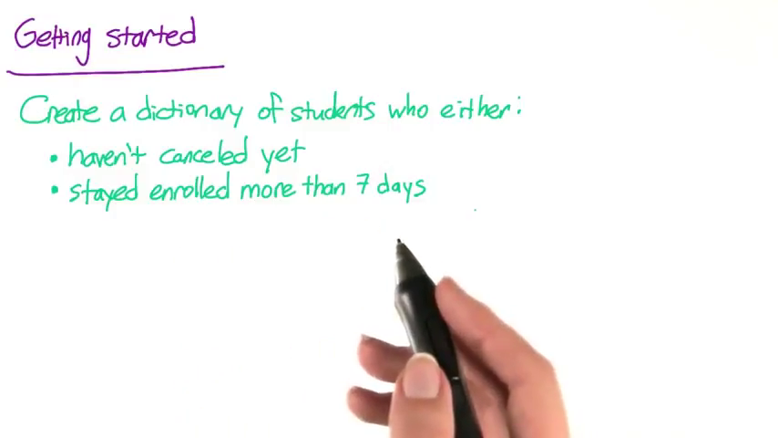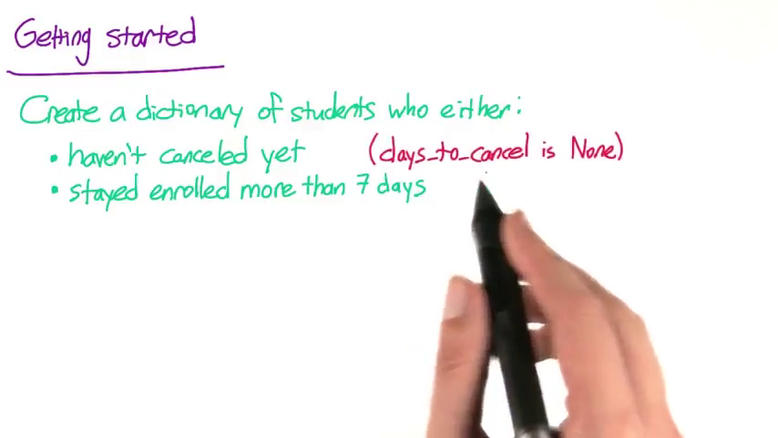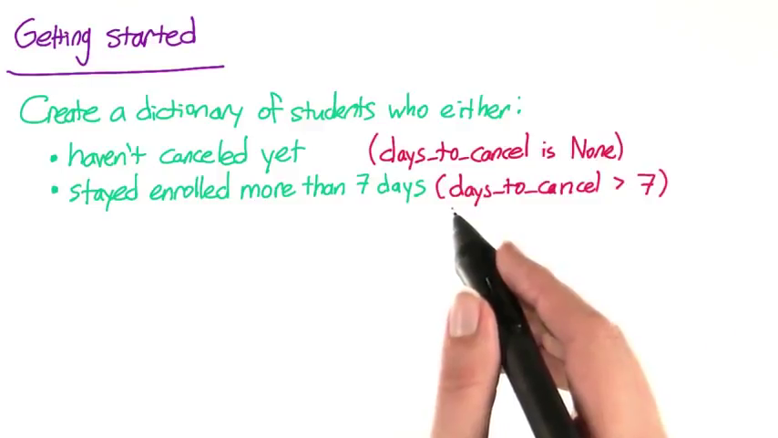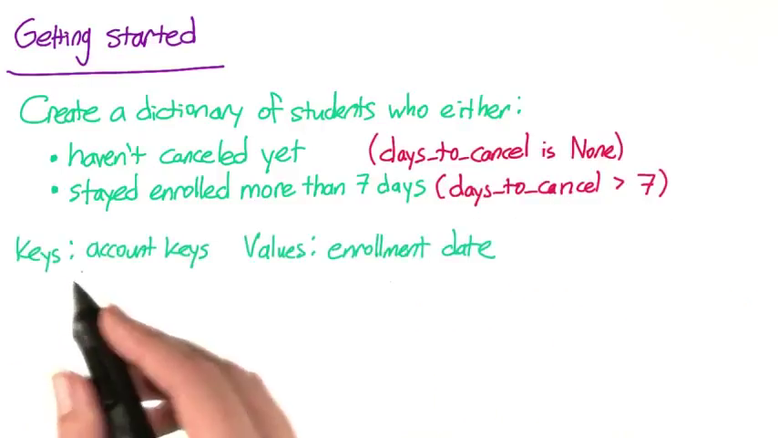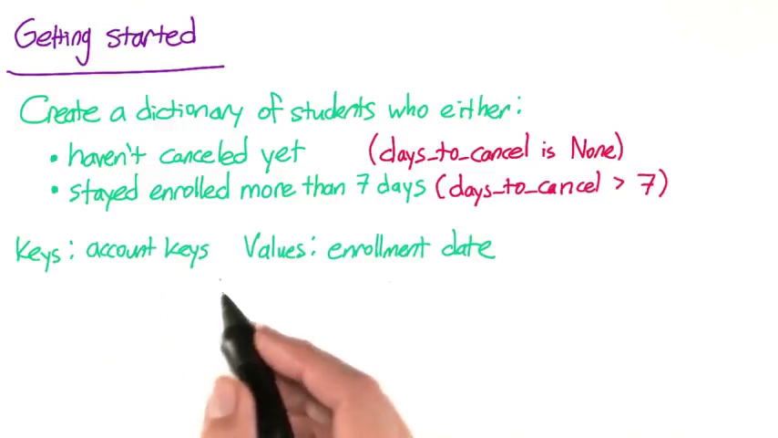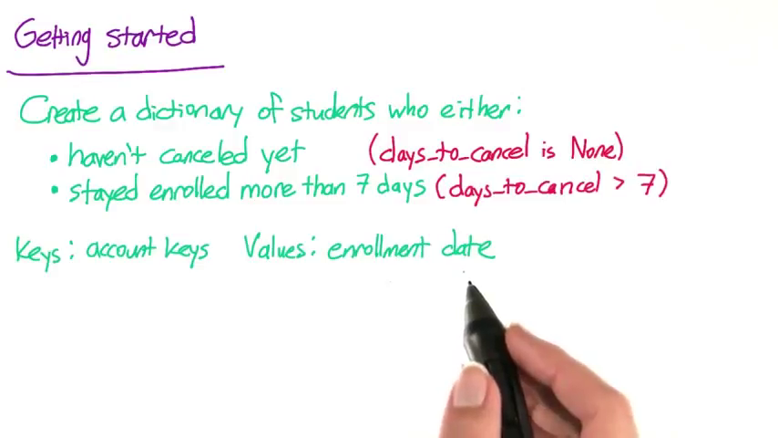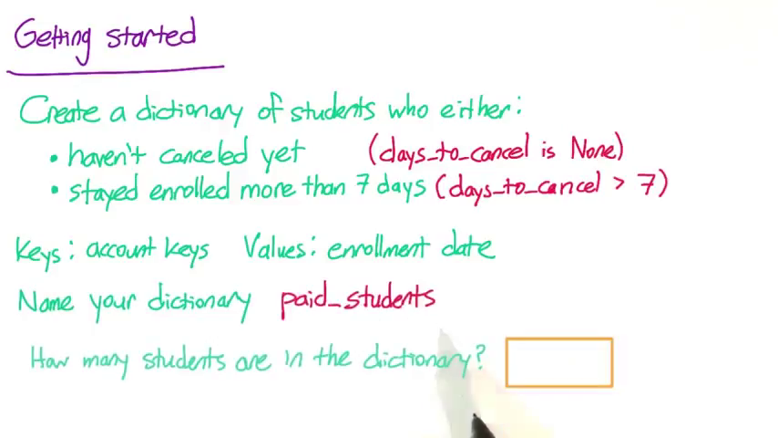As a first step, create a dictionary of students who either haven't canceled yet or who stayed enrolled for more than 7 days before canceling. If a student hasn't canceled yet, the days to cancel column will be None. And if they've stayed enrolled for more than 7 days, the days to cancel field will be greater than 7. The keys of your dictionary should be account keys, and the values should be the date that the student enrolled, since this date will be useful later to find engagement records during the first week. You should name your dictionary paid_students. Enter the number of students who meet these conditions in this box.